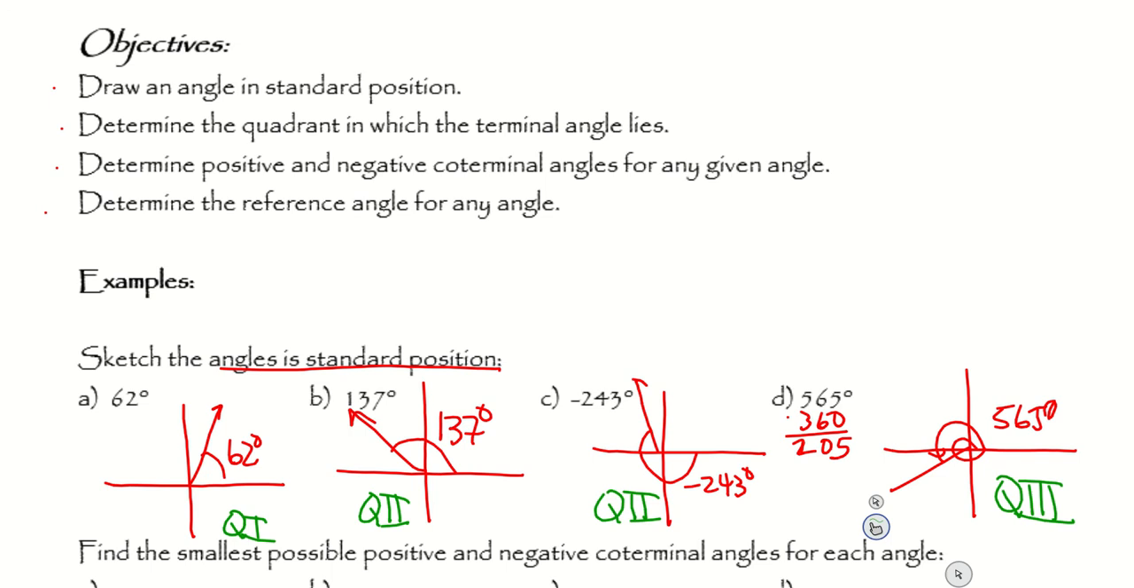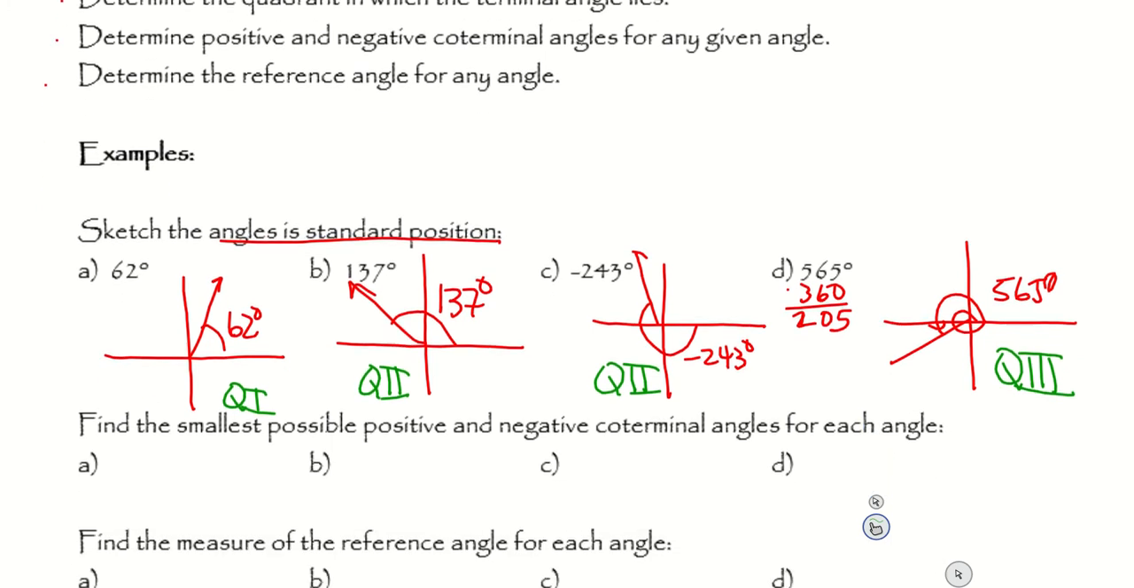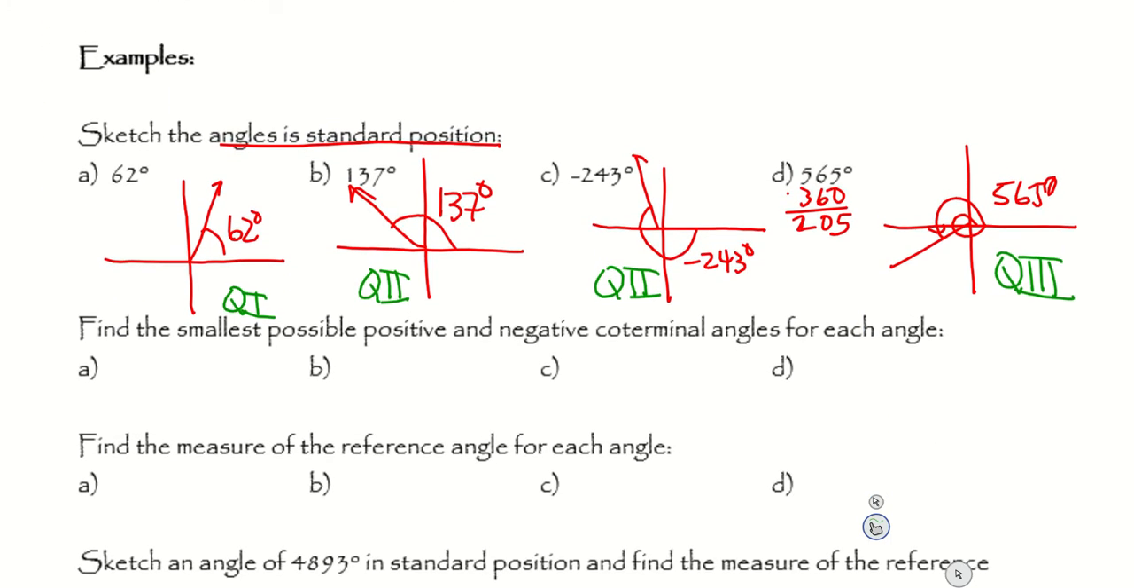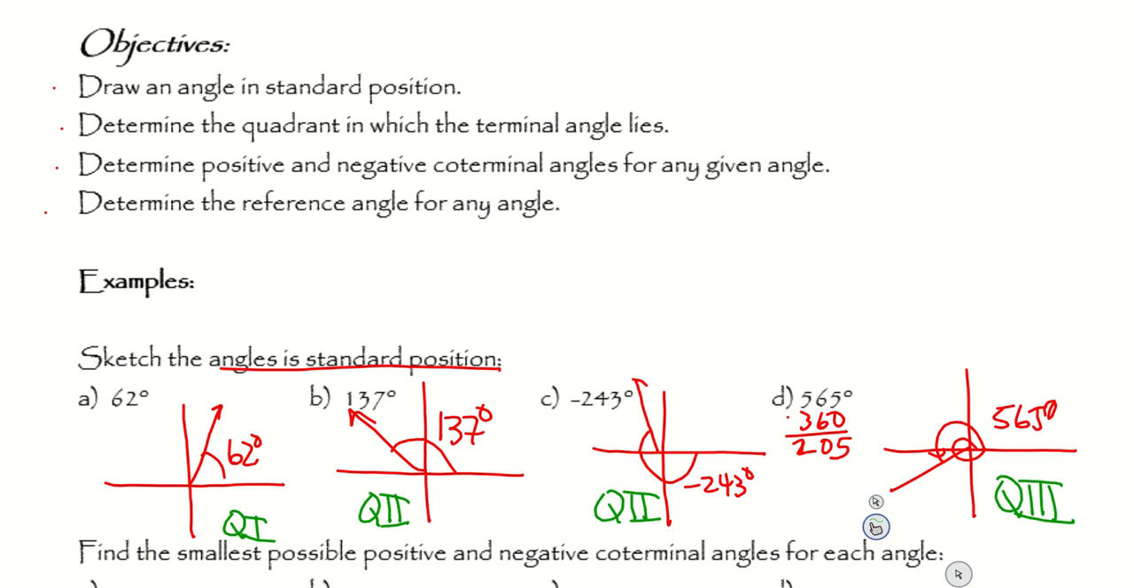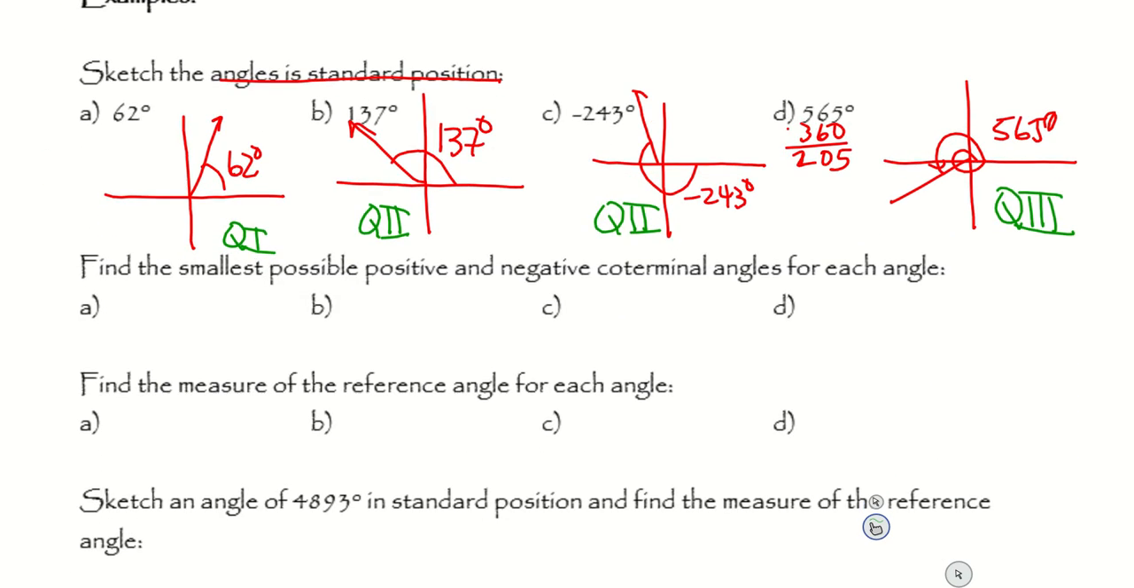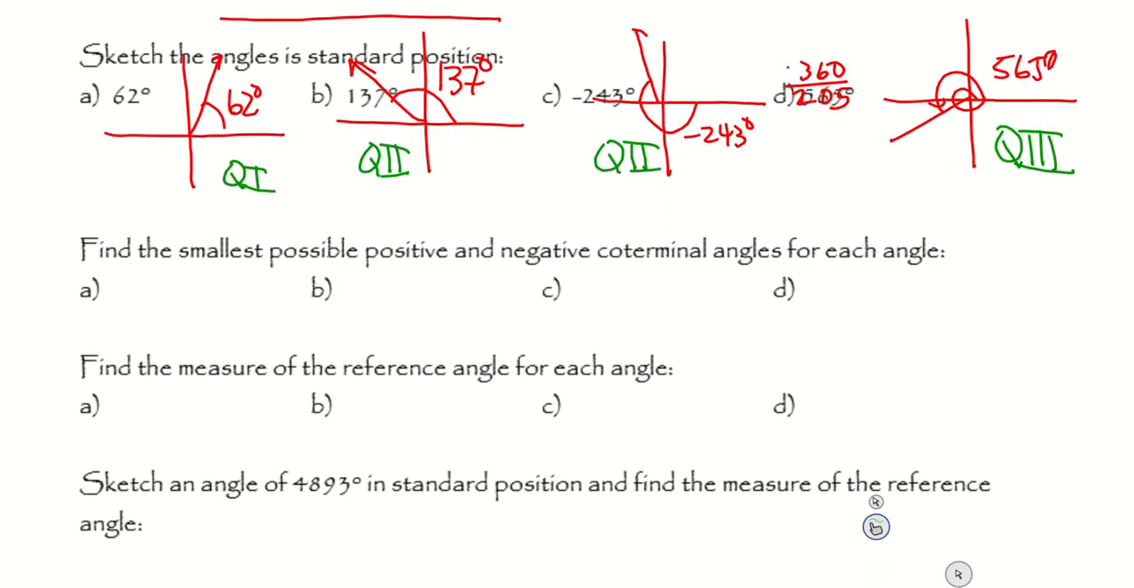Okay. Now, from here we want to be able to find the smallest possible positive and negative coterminal angles for each. And by smallest, I really just mean closest to 0. So the smallest absolute value.